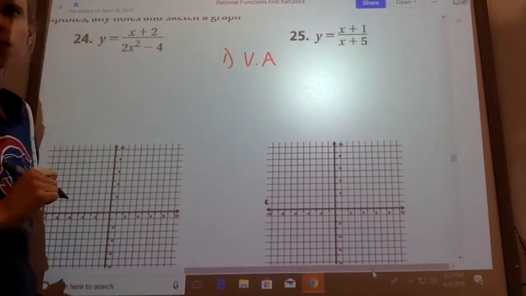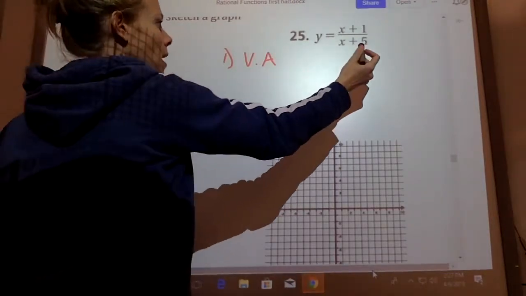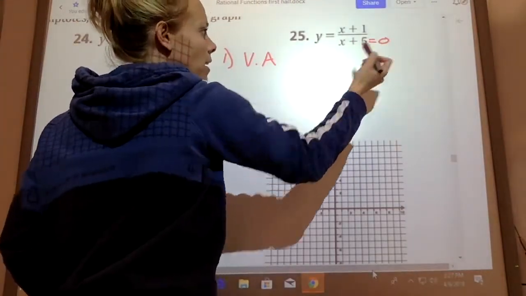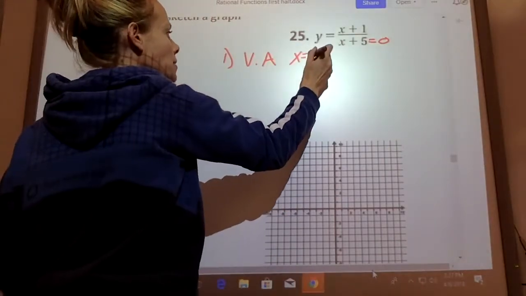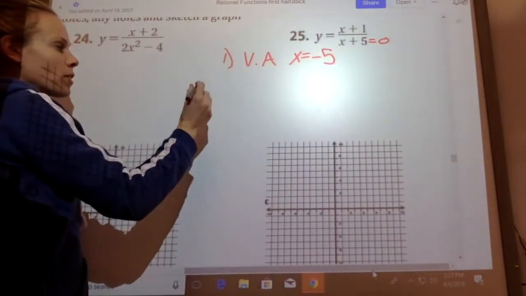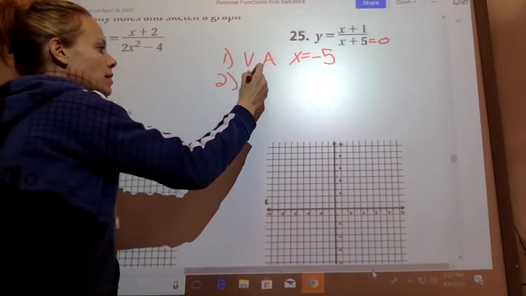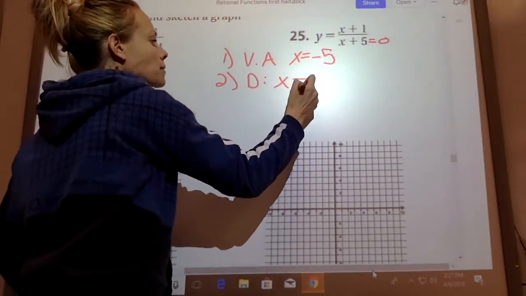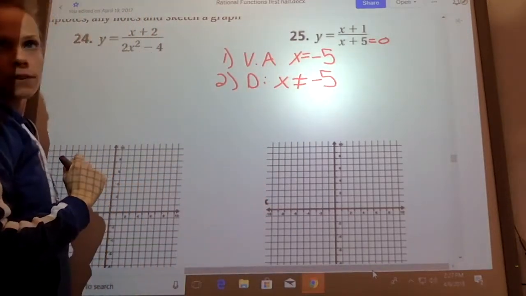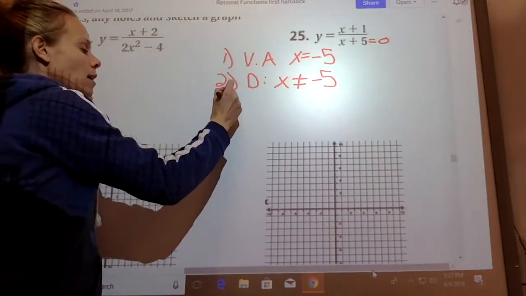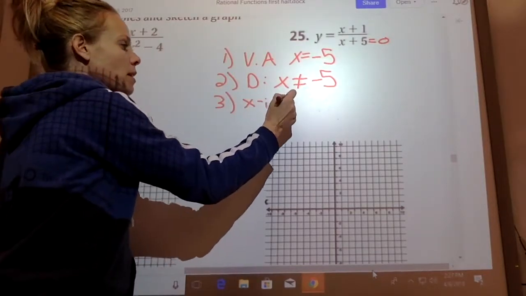How do I find a vertical asymptote? You set the bottom equal to 0. What plus 5 gives me 0? Negative 5. If my vertical asymptote is negative 5, what's my domain? Not negative 5. X cannot be negative 5. Very good.